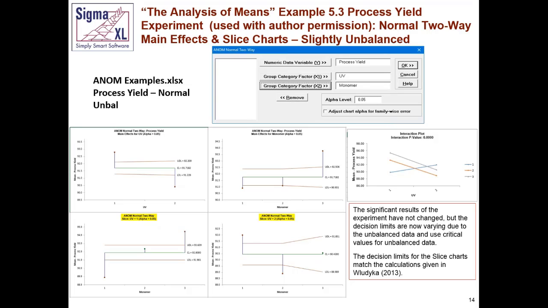Also, we have an example here where there's a slight imbalance in the data, and when you have a slight imbalance in the data, the results haven't changed, but you'll notice that the decision limits now vary slightly as a result of the imbalance or slight imbalance in the experimental data. So if there were some missing data in your experiment, this takes that into account.